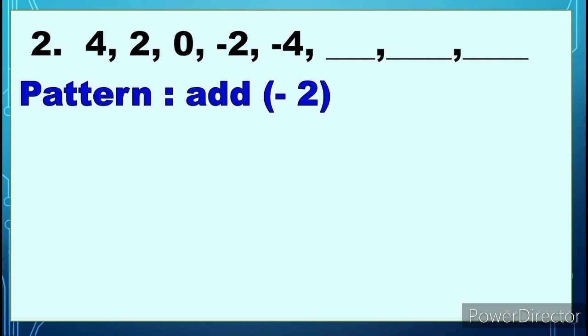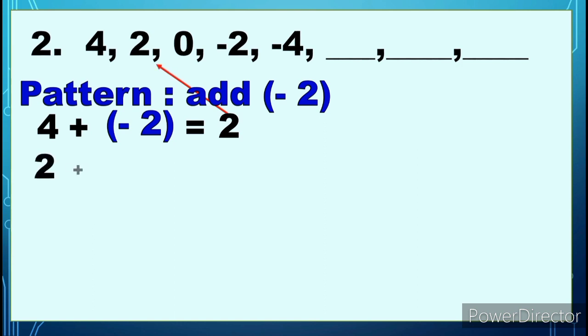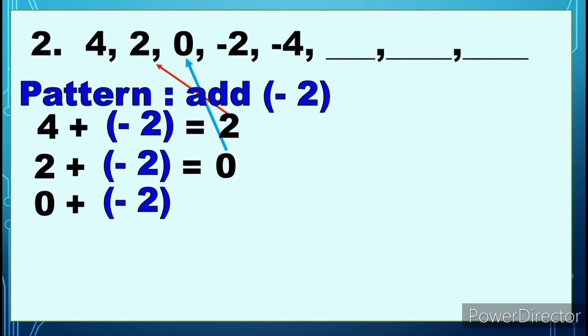Okay, kailan tayo mag-add negative or add positive? Kung mapapansin niyo yung sequence, pagpapataas, mag-a-add tayo ng positive. Pagpababa, mag-a-add tayo ng negative. Okay, so dito sa example na to, pababa yung sequence, therefore mag-a-add tayo ng negative, which is negative 2 ang pattern. So check natin, 4 plus negative 2 equals positive 2. Then 2 plus negative 2 equals 0. Okay, next, 0 plus negative 2 equals negative 2.